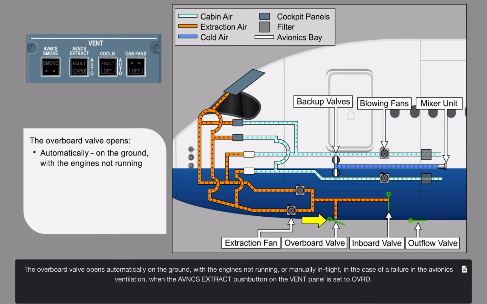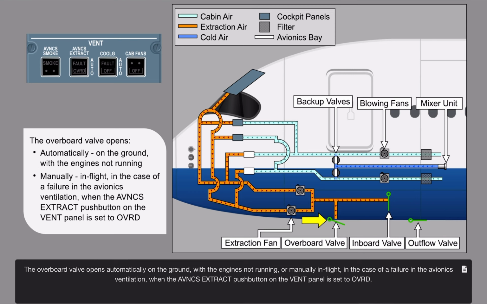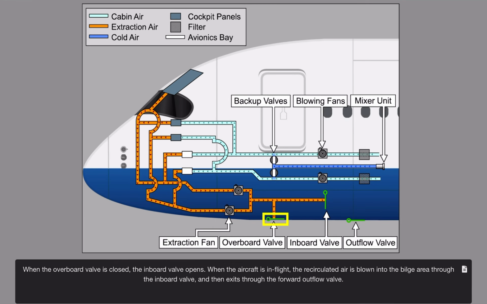The overboard valve opens automatically on the ground with the engines not running, or manually in flight in the case of a failure in the avionics ventilation when the avionics extract push button on the vent panel is set to override. When the overboard valve is closed, the inboard valve opens. When the aircraft is in flight, the recirculated air is blown into the bilge area through the inboard valve and then exits through the forward outflow valve.